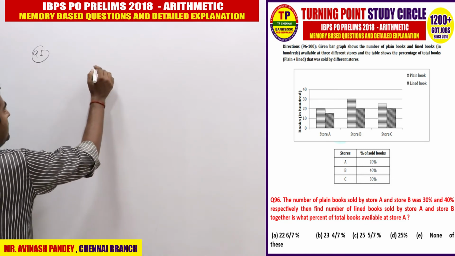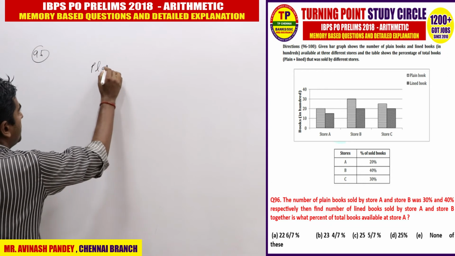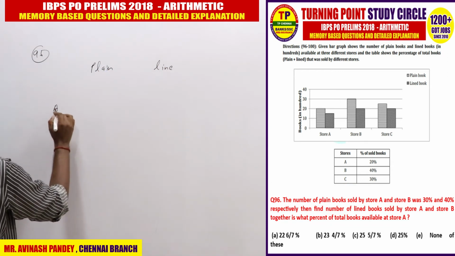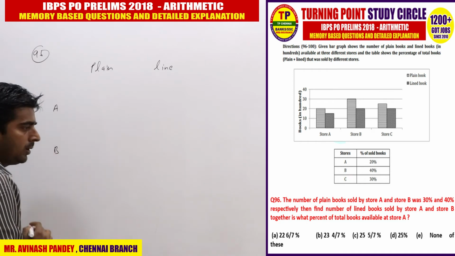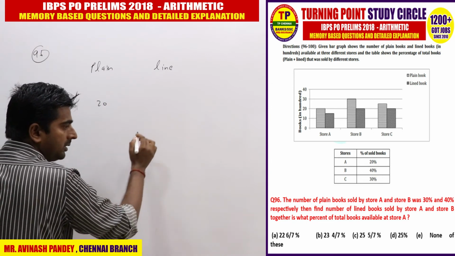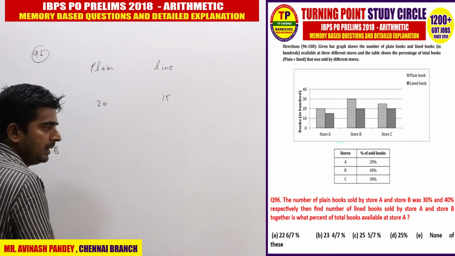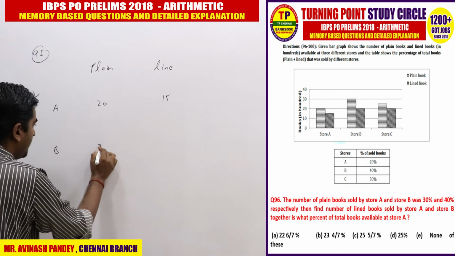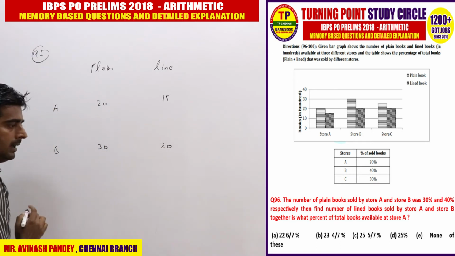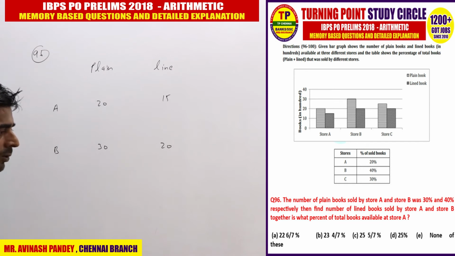So here I am writing, you have 2 kinds of books, one is plain book and the second is line book. This is store A and this is store B. In store A, how many books are there? Plain books are 20, then line books 15. In store B, plain books are 30 and line books are 20, right? Then they are telling that the number of plain books sold by store A was 30%.